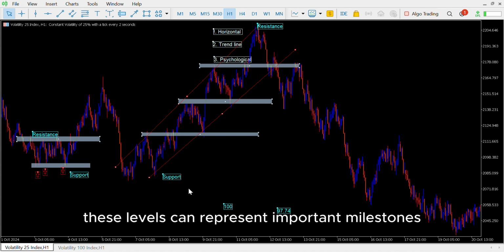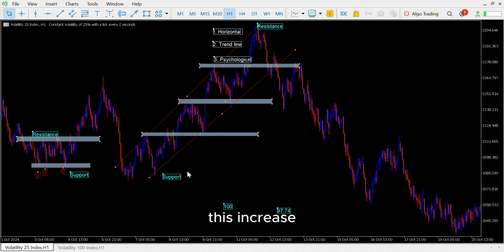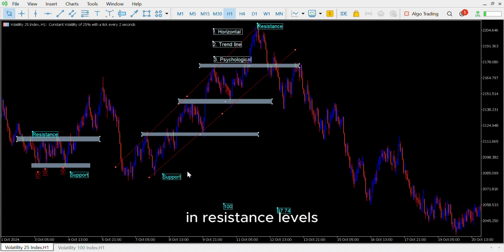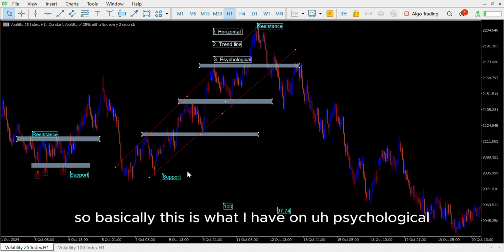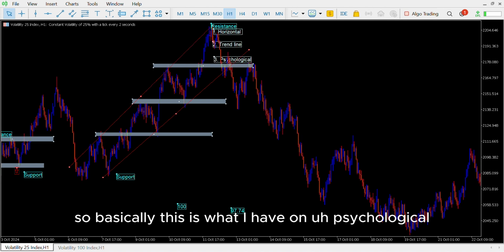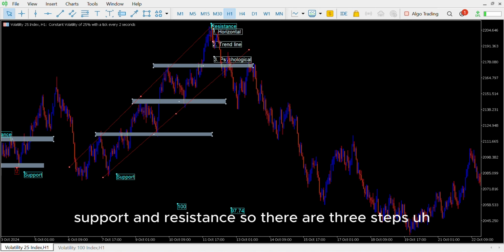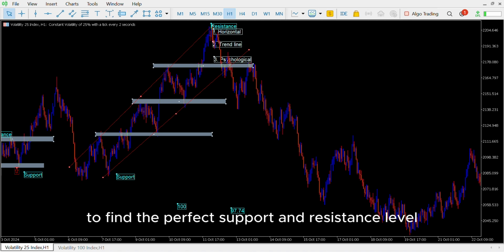Thus, these levels can represent important milestones that the price must overcome. This increased trader activity turns them into support and resistance levels where the price is likely to reverse. So basically, this is what I have on psychological support and resistance. So there are 3 steps to find the perfect support and resistance level.